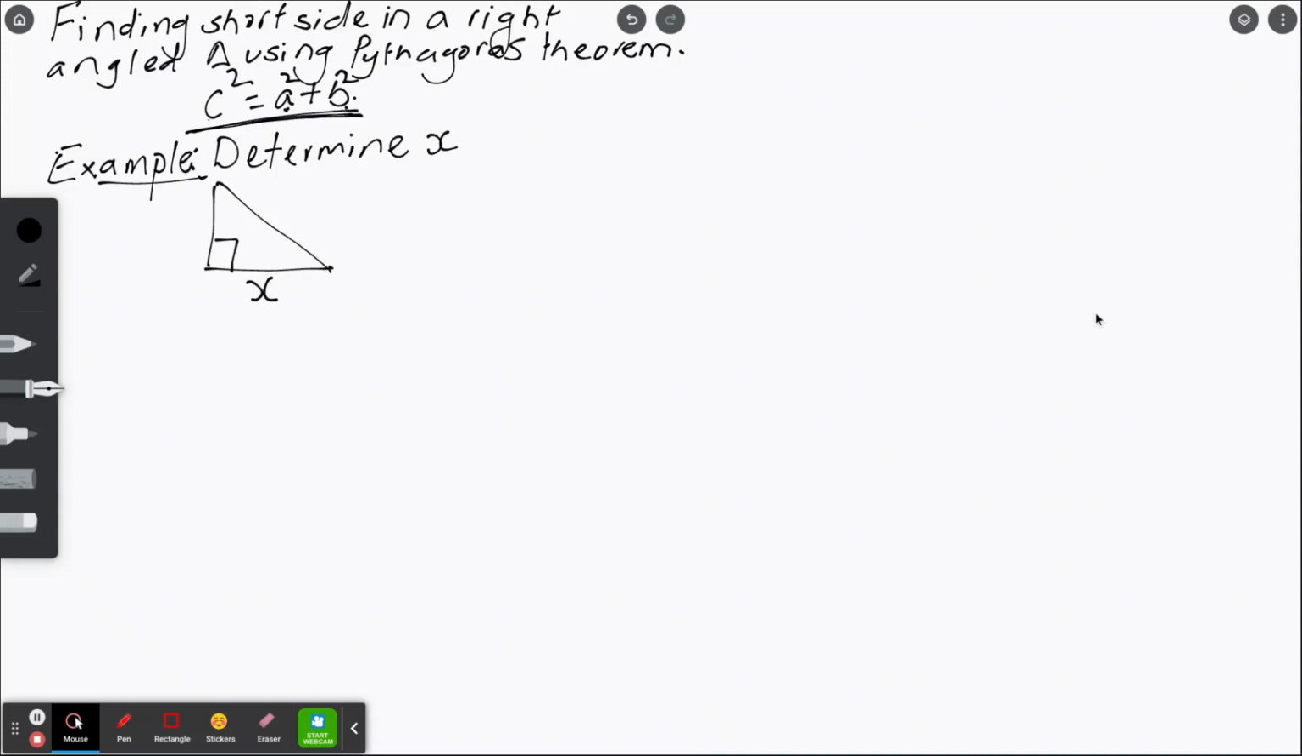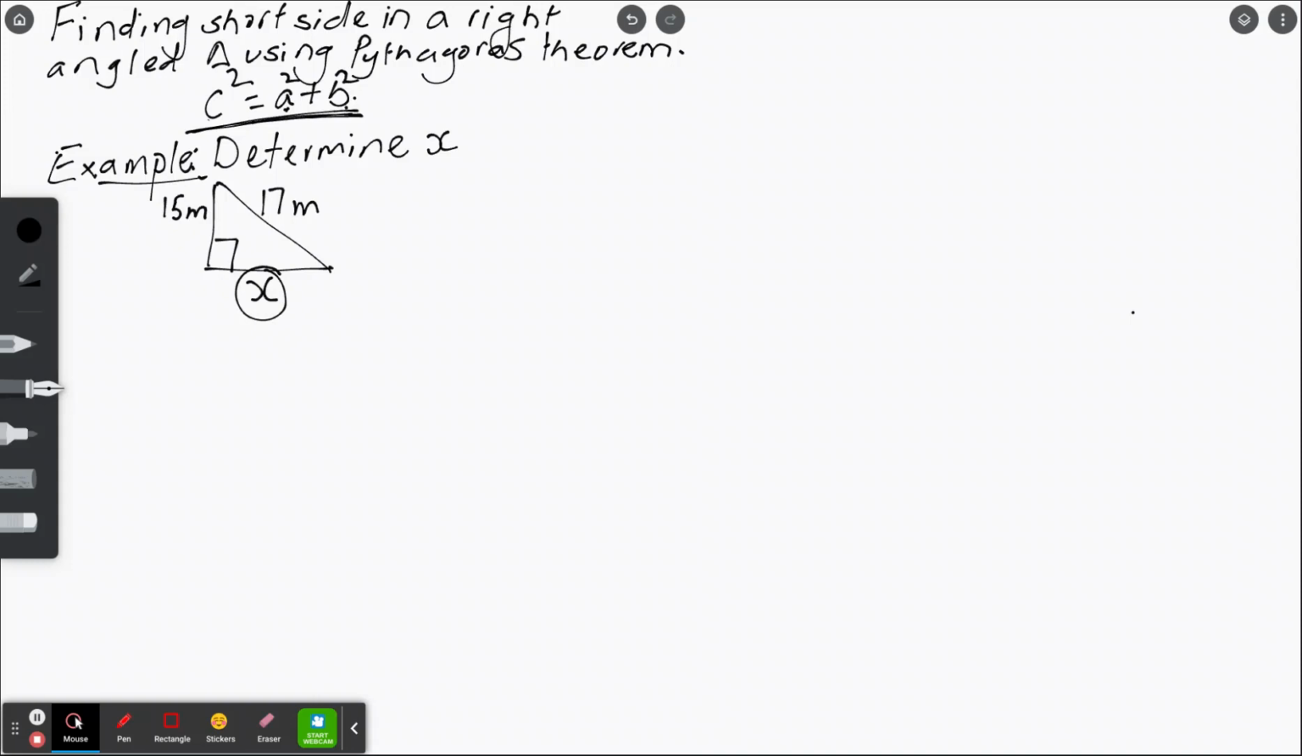Now, we can consider any measurements for the other two sides. So let's consider 17 meters for the longest side. And let's just say this one here is 15 meters altogether. And I want you to find out this x.